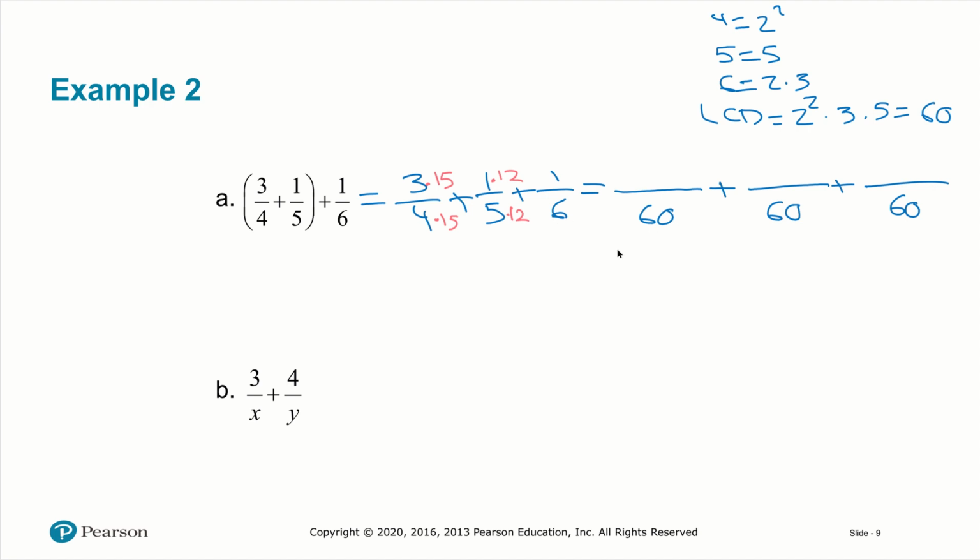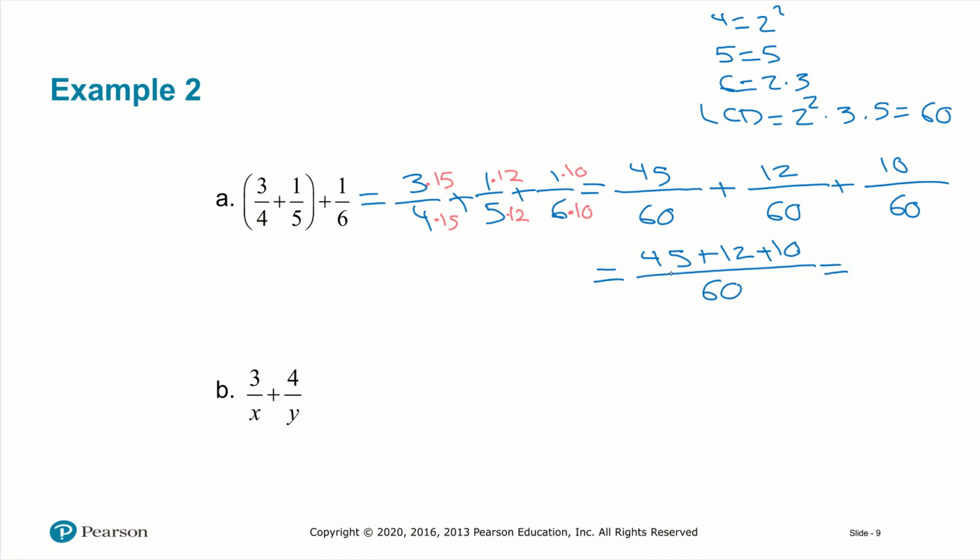For 6, we're going to need to multiply by 10. So that's what we will do. And we'll do the same to the one on the top. Okay? So now our new numerators with the denominators of 60 are going to be 45, 12, and 10. So now all we have to do is combine all of those. So 45 plus 12 plus 10, and remember the 60 is just carried as the common denominator.